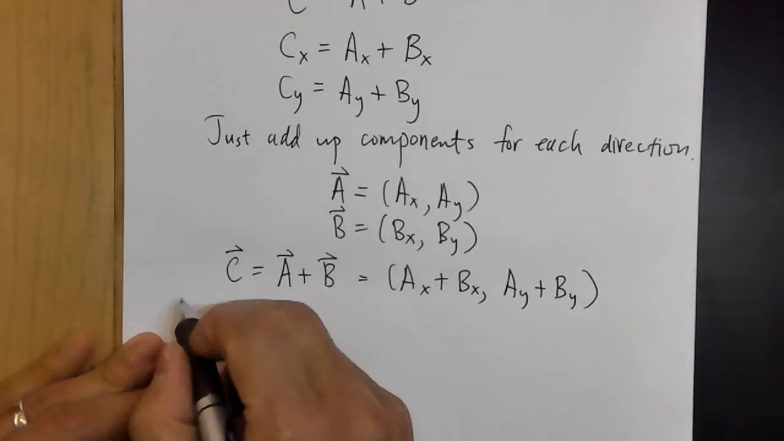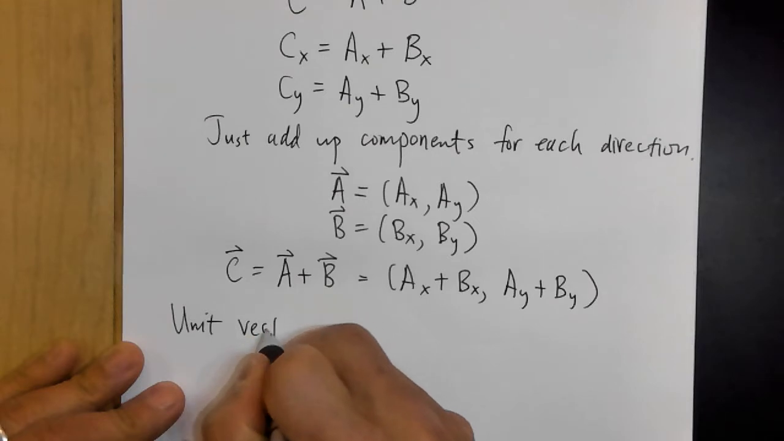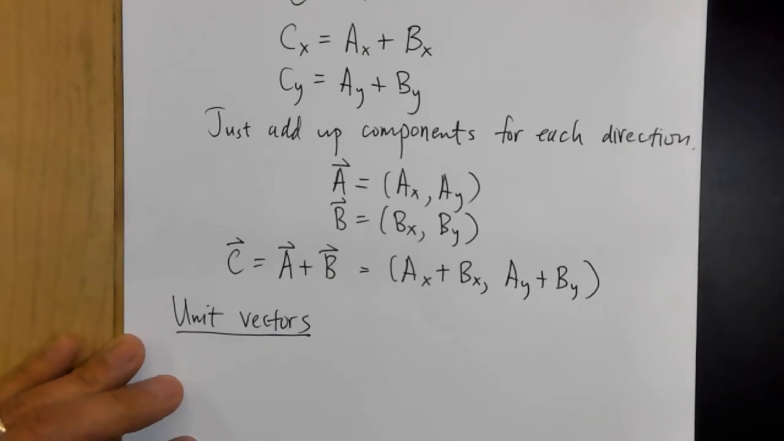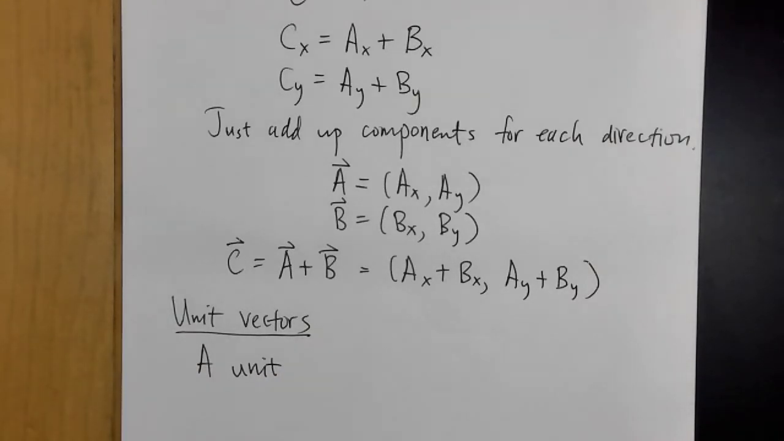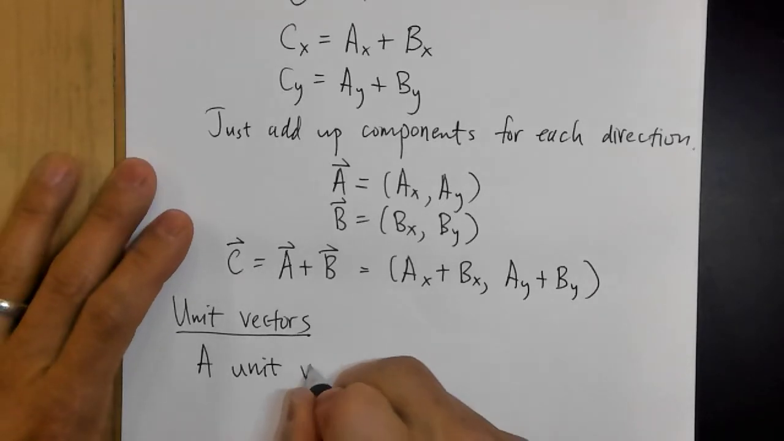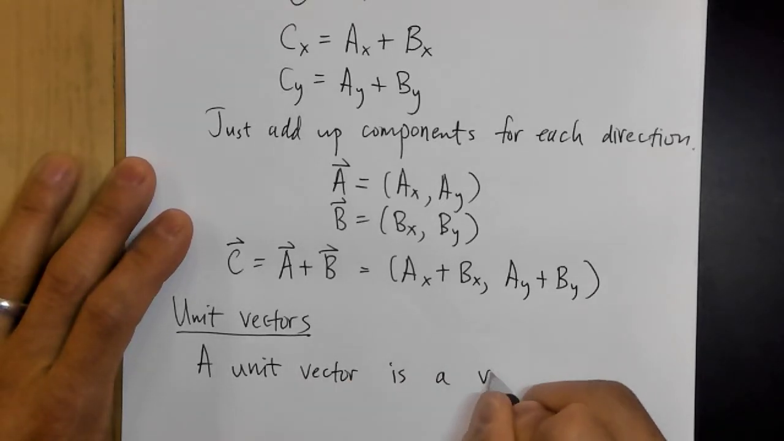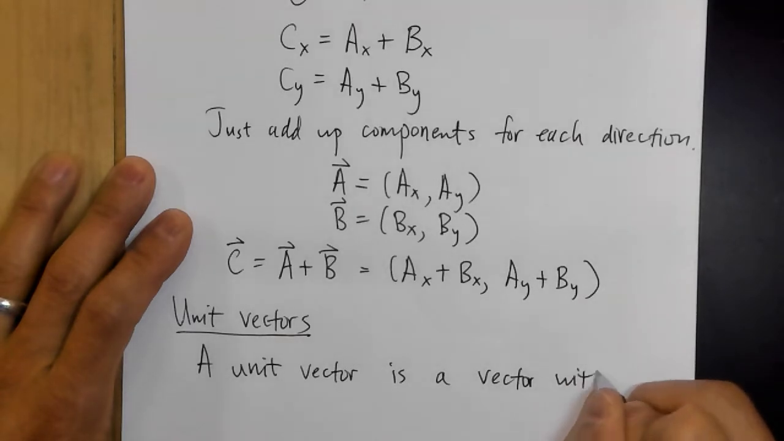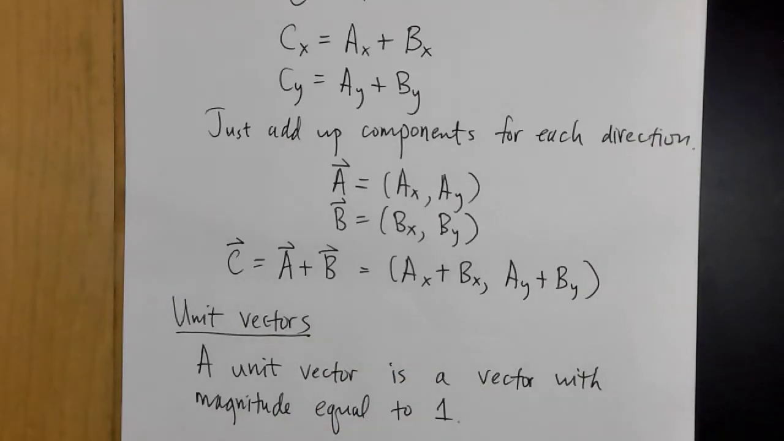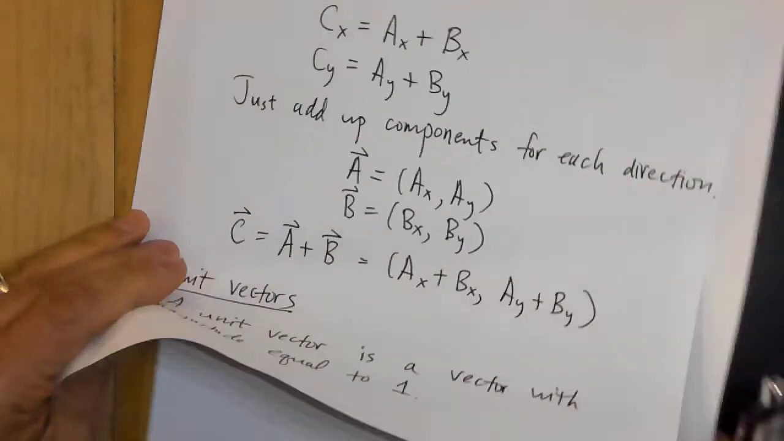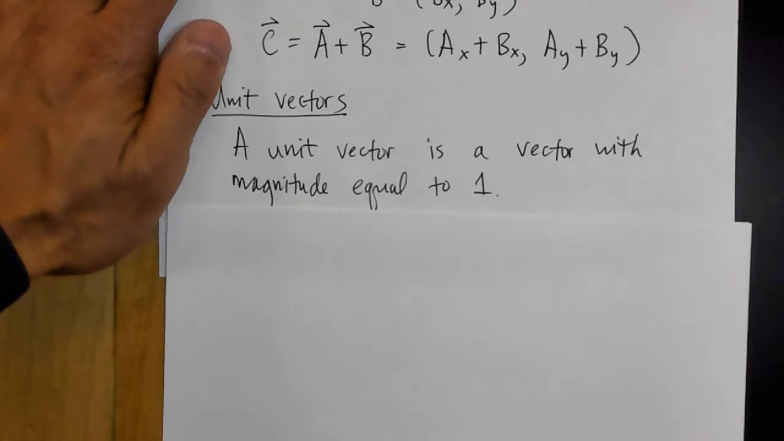Now, next thing we'll talk about are unit vectors. So, a unit vector. How many of you have heard of unit vectors someplace? Okay, half of you. All right, a unit vector is a vector with magnitude equal to 1. Okay? So if you take any vector other than the zero vector and divide it by its magnitude, you end up with a unit vector.